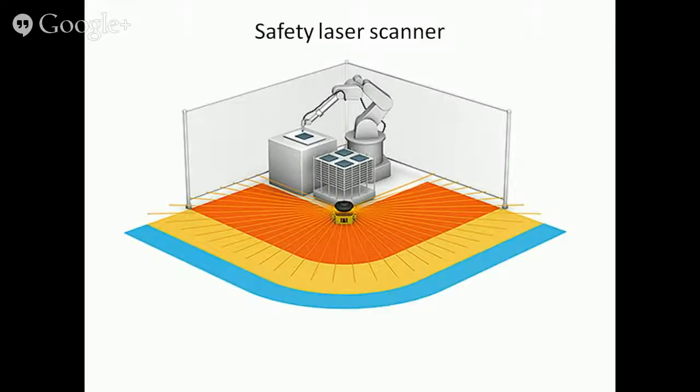Instead of safety fences, laser scanners combined with a specific software may restrict access to robotic cells. This cell is divided into three safety zones: a blue one, a yellow one, and an orange one.